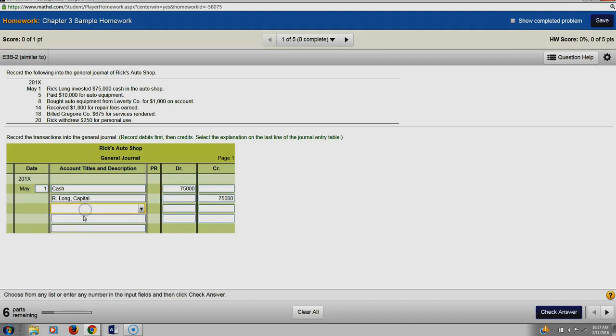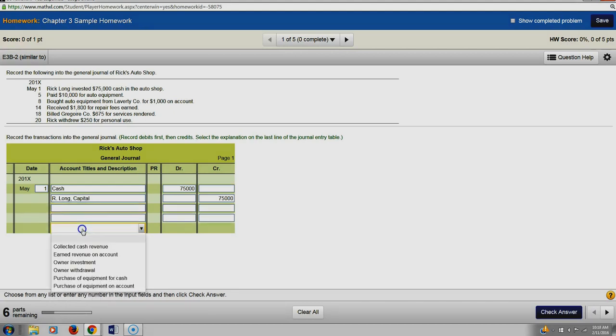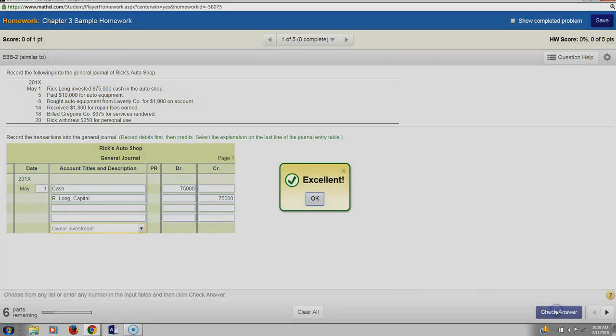Typically, we would like to see an explanation. I don't know if they're going to. Well, let's see. Cash, owner investment. Yeah, I guess that's good enough. So let me just make sure I got that right. They left more lines than was necessary, but let's just check the answer. Yeah, okay, so we got the hang of it, right?